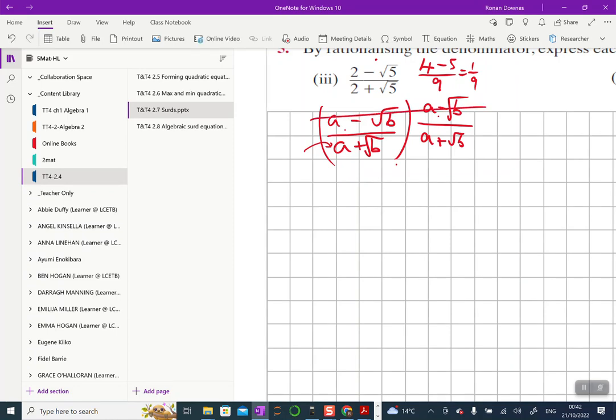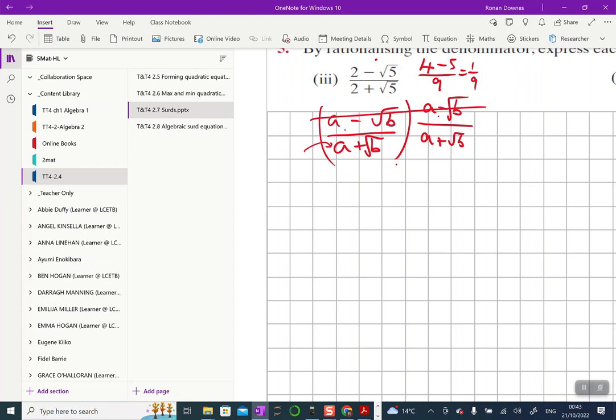I should have got a squared minus b, and I forgot my two cross products. Now they're negative because there's a negative in there. Minus 2a root b. I left that out. The bottom bit was most likely correct.